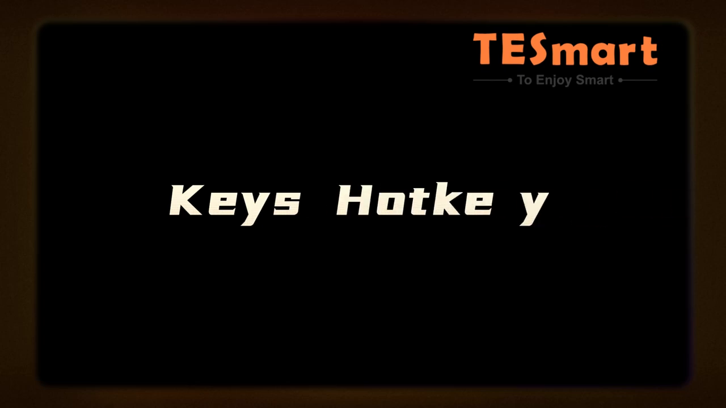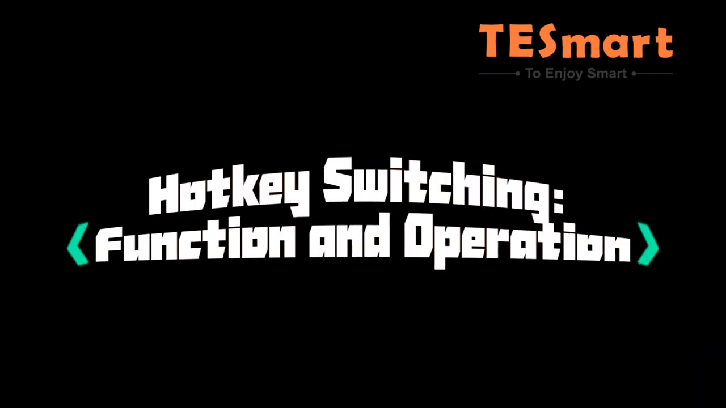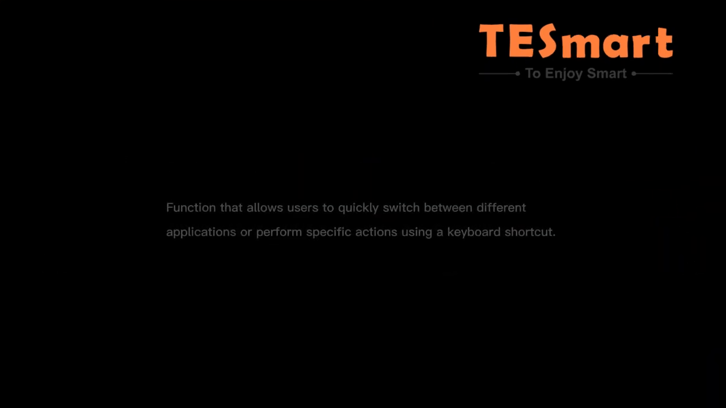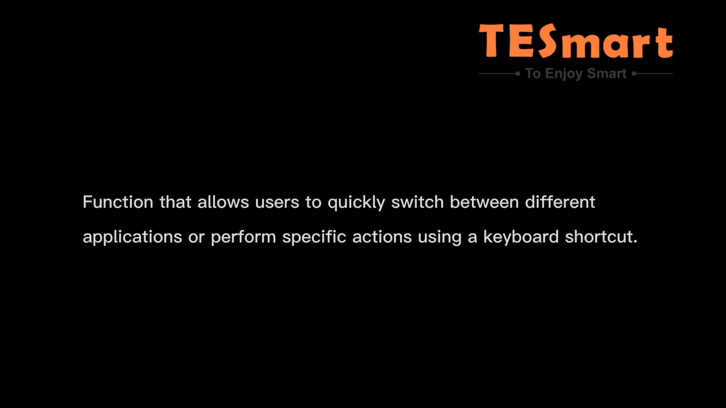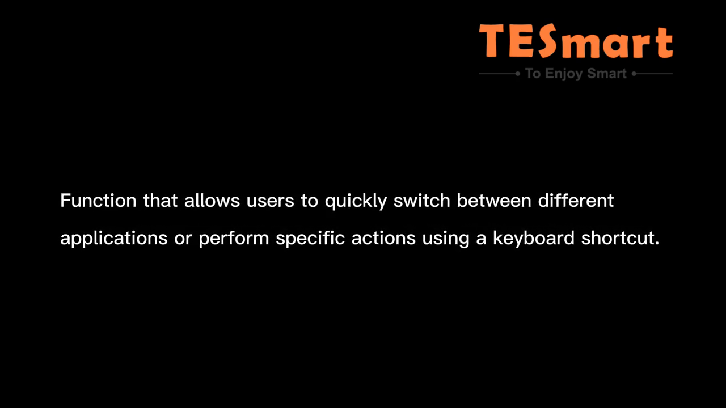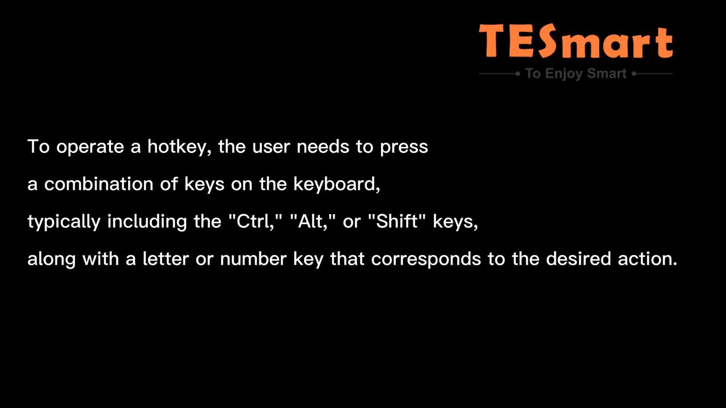What is the hotkey switching function? Hotkey switching is a function that allows users to quickly switch between different applications or perform specific actions using a keyboard shortcut. To operate a hotkey, the user needs to press a combination of keys on the keyboard, typically including the Control, Alt, or Shift keys, along with a letter or number key that corresponds to the desired action.